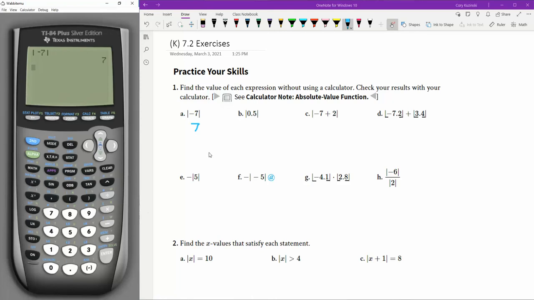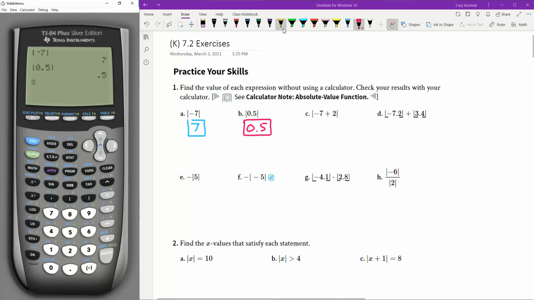All right, so there it is. The absolute value of -7 is 7. How far is 0.5 away from 0 on the number line? Well, it's 0.5 away. So in other words, absolute values are always positive because distances are always positive. Doesn't matter whether you're walking forward or backward, you're still walking a distance. So 0.5, the absolute value of that is 0.5.